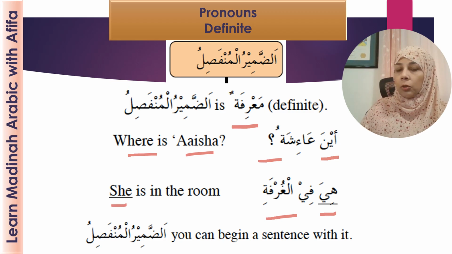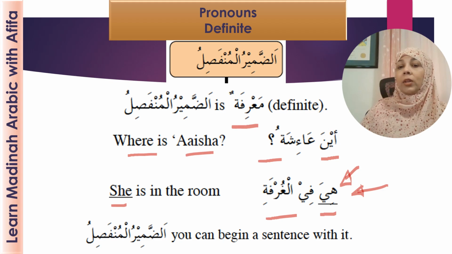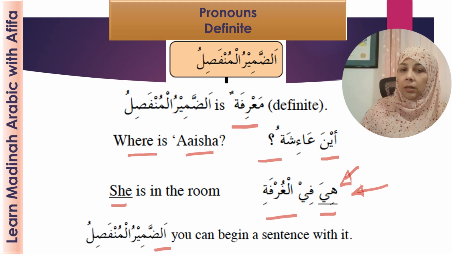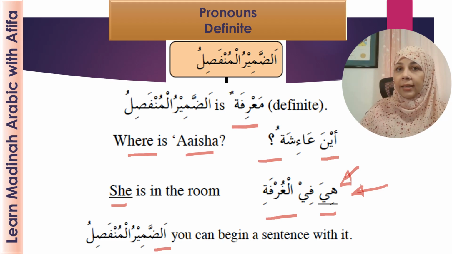So let's make 2 observations here. First is that this pronoun hiya, and all pronouns, are definite. And the second thing you observe here is that we can begin a sentence with a pronoun, as in this example. And we are calling pronouns detached in Arabic ad-damirul munfasil. Ad-damir is pronoun and munfasil means detached or separate. They're not attached to a word.